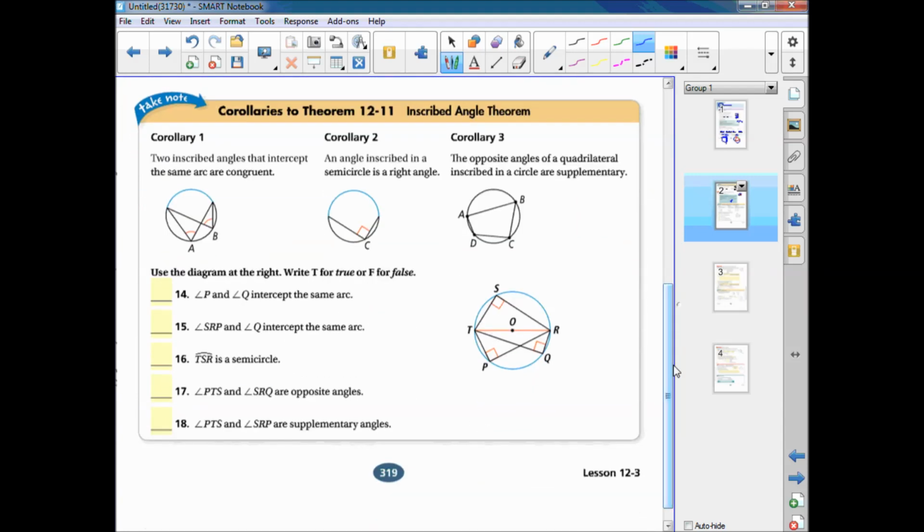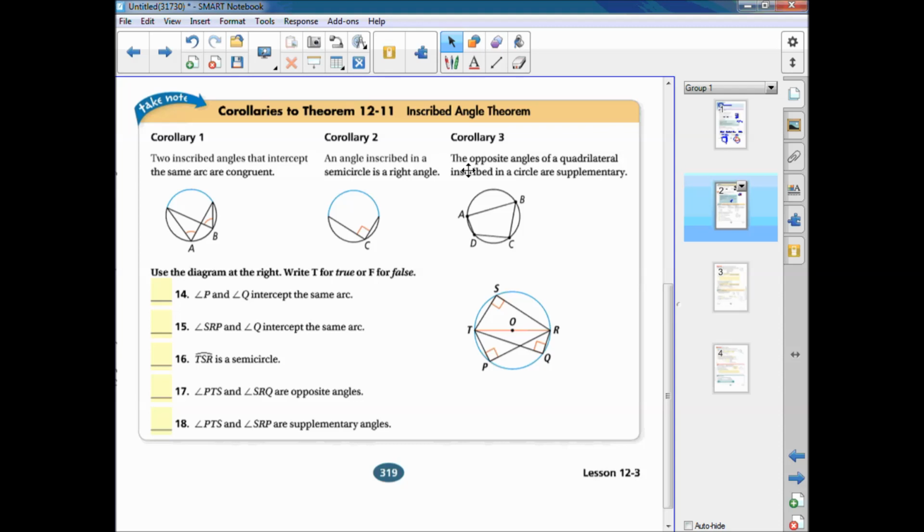All right, so we have some corollaries that come off of the inscribed angle theorem. Corollary one: two inscribed angles that intercept the same arc are congruent, and we showed that when we slid it around. Remember, we could have picked up A and moved it around to where B was, and they would match. Corollary two: if the inscribed angle is for an arc that is a semicircle, then the inscribed angle will be a right angle. And corollary three says the opposite angles of a quadrilateral inscribed in a circle are supplementary.